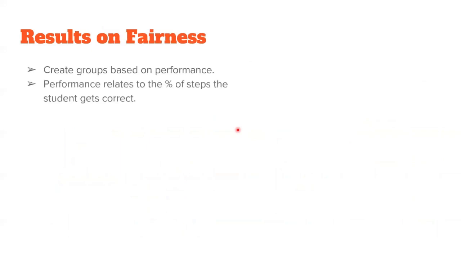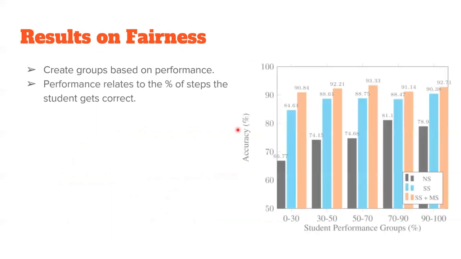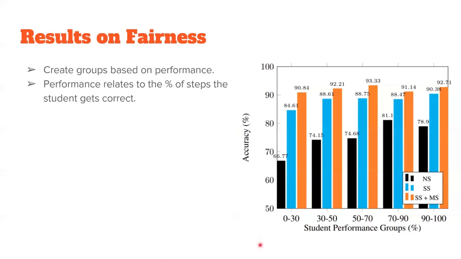Next, we show the results on fairness. For this, we create groups based on performance. Performance relates to the fraction of steps that the student gets correct. Here we divide the students into 5 groups, where they get at least 30, like 30 to 50 percent of steps correct, and so on. We show the results for three types of models.